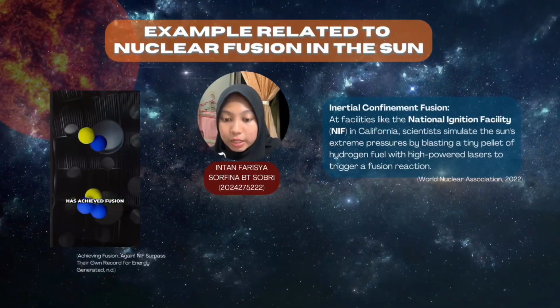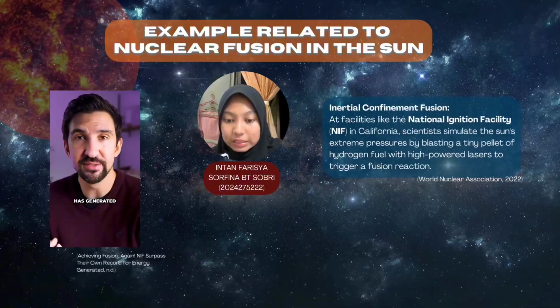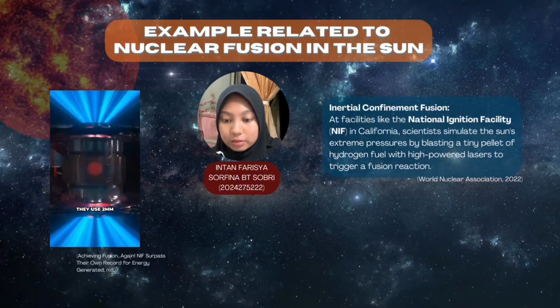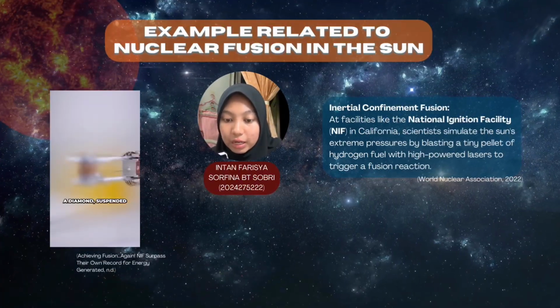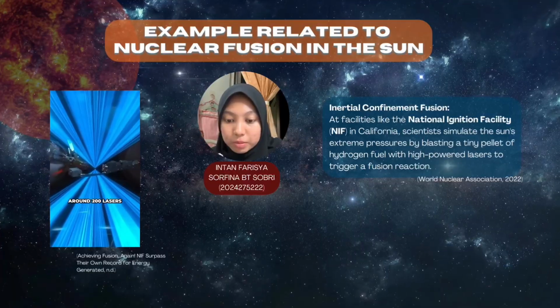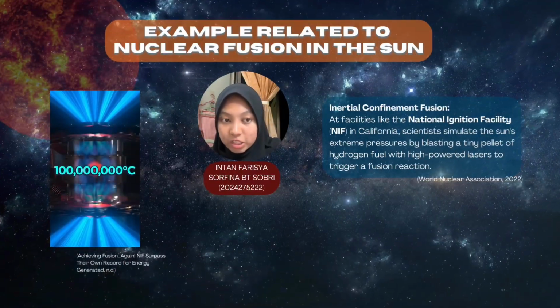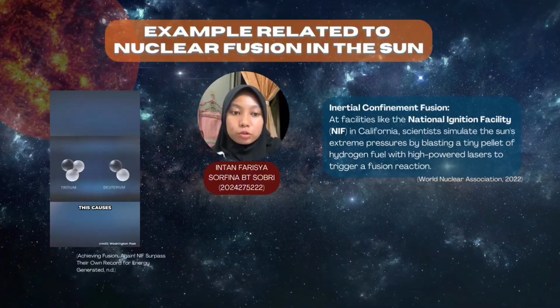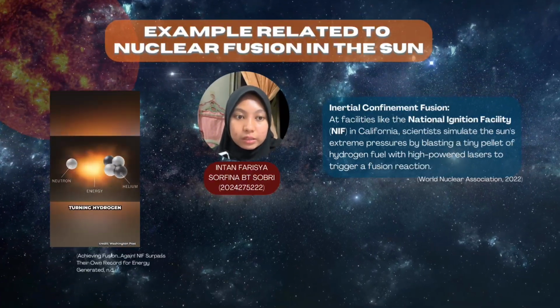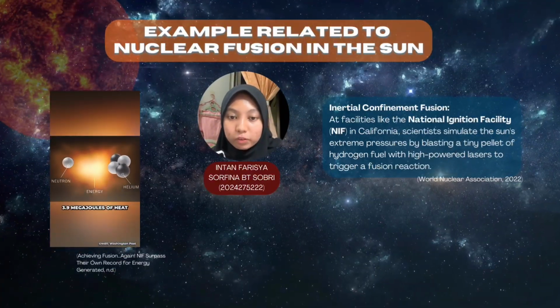Other than that, in inertial confinement fusion at facilities like the National Ignition Facility (NIF) in California, scientists simulate the Sun's extreme pressure by blasting a tiny pellet of hydrogen fuel with high-powered lasers to trigger the fusion reaction. Lasers are used to compress fuel and trigger fusion. This method imitates the Sun's pressure using powerful lasers.